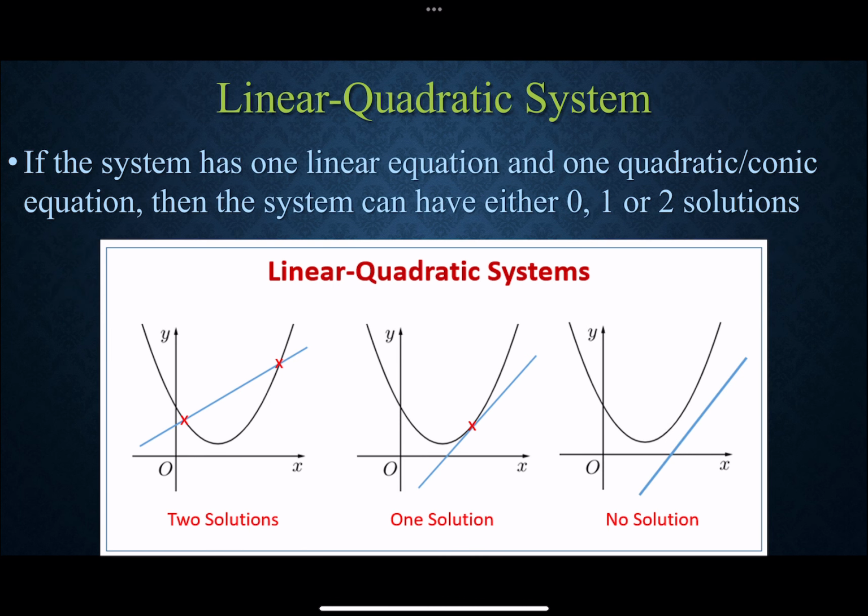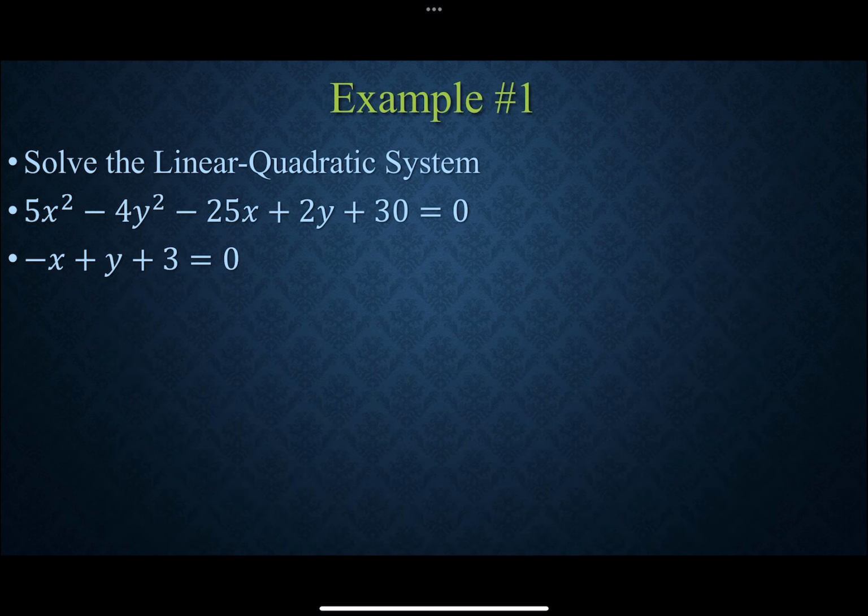So a linear quadratic system, shown very nicely right here, I found a nice online graphic for this, shows two solutions, one solution, or no solutions based on how the lines intersect. So a linear line with a parabola is illustrated right here. This same applies to a linear line with a hyperbola, with an ellipse, or even with a circle. All right, so I'll show an example of one of each type: 0, 1, and 2 solutions.